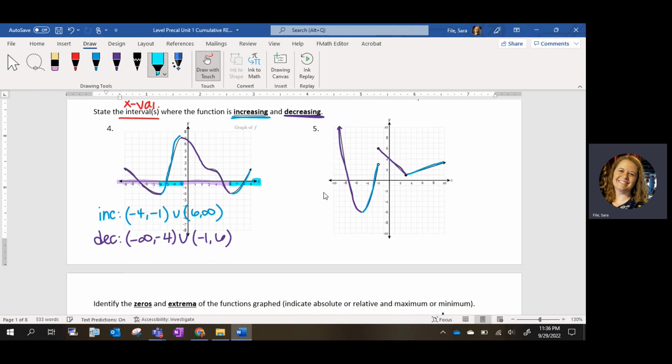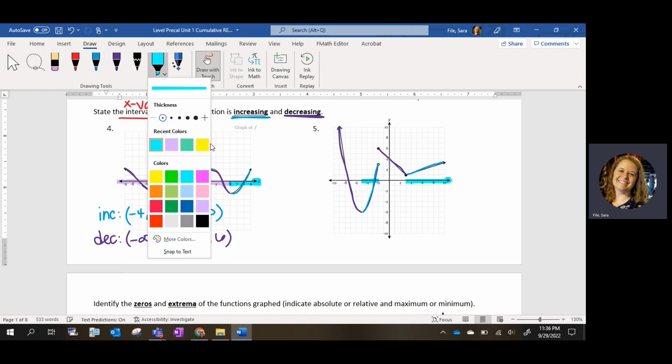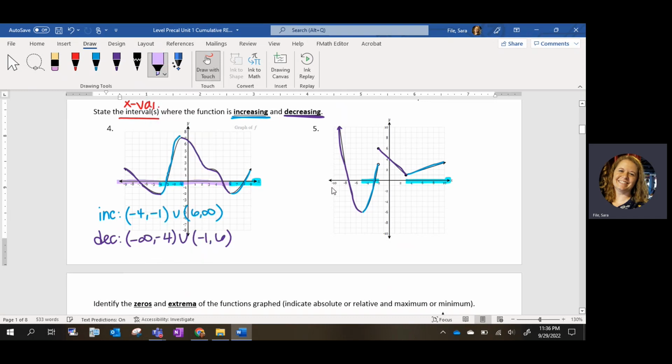So let me get my little highlighter. So the blue section, that X value is here to here, here, and that's the arrow to infinity. And then the purple was going left forever, so that's the arrow to here. That's the X value where it changed direction. Okay, and then here to here.